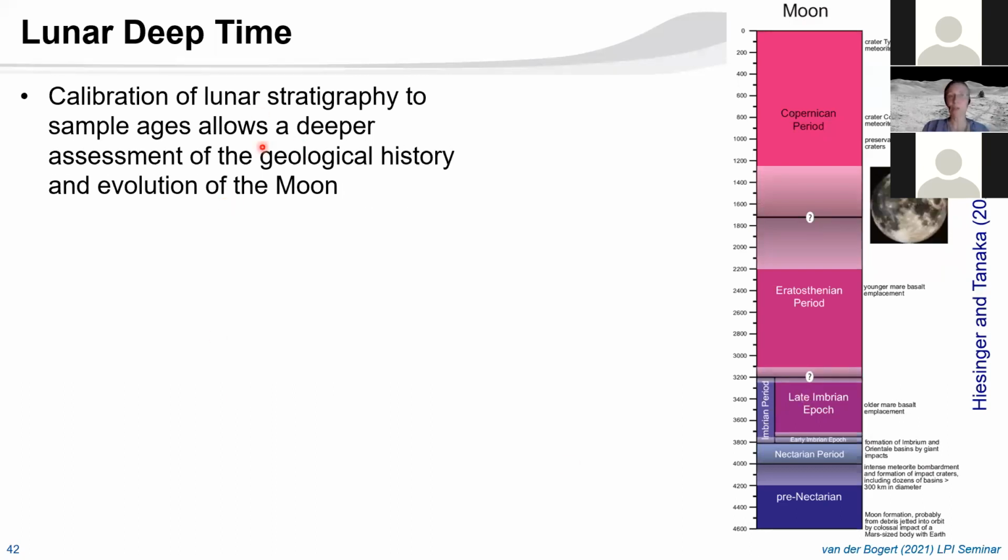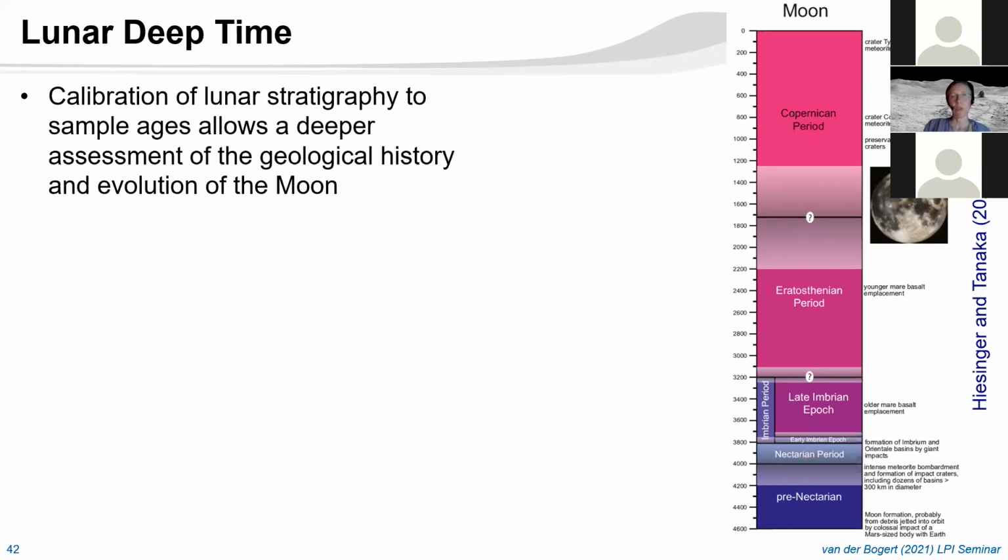So the calibration of lunar stratigraphy to the sample ages allows this bigger assessment of the geologic history and evolution. And here I'm showing an updated stratigraphic column for the moon that's presented in Hiesinger and Tanaka. It's geologic time scale, showing how it can be actually fixed to absolute time. Okay, and so the absolute times help us then define the lengths of these different periods, for one thing.